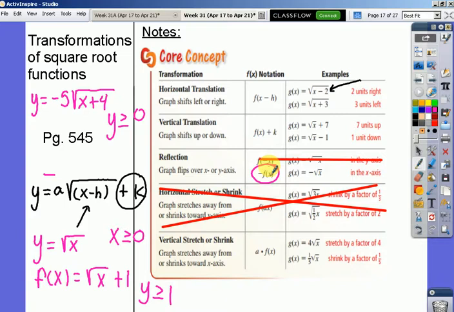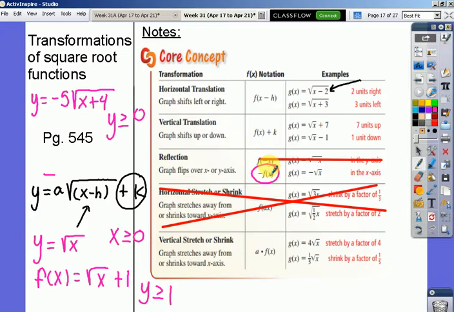Stretches and shrinks. Okay, graph stretches away from or towards the x-axis here. We're not going to deal with horizontal stretches or shrinks, so we're just going to skip right on over that and go to vertical stretches or shrinks. The vertical stretches or shrinks take place on the outside here.